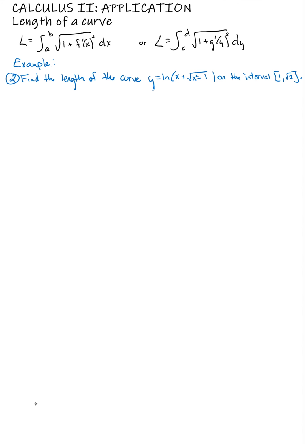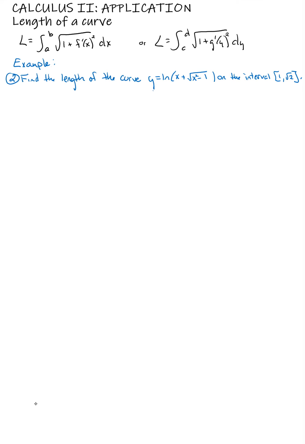I want to go over an example of the application where we find the length of a curve. So let's find the length of the curve described by y equals the natural log of x plus the square root of x squared minus 1 on the interval from 1 to the square root of 2. Okay, first off, there's some things I notice about this.